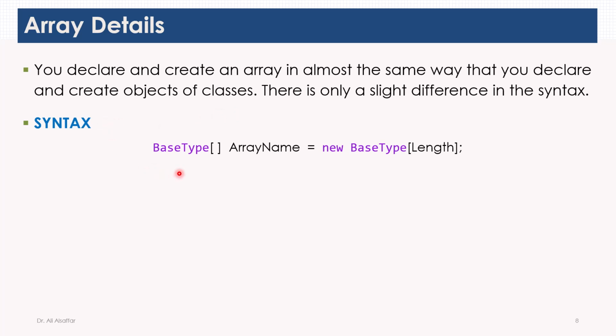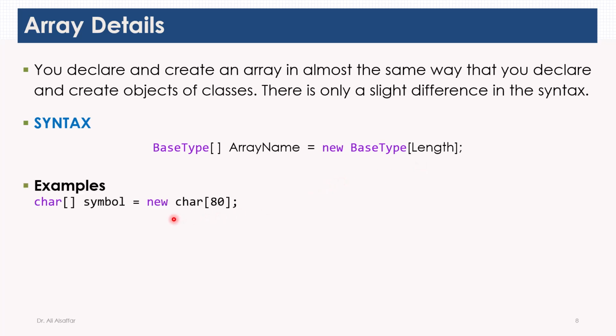This is the syntax. You write the base type, either a primitive, integer, double, long, or a class type like a string or a user-defined class, followed by empty square brackets to tell the compiler that this is an array, followed by the name of the array, which is a reference, then the command to create the elements of the array equal a new, and then you repeat the base type here, but between square brackets you determine the length or the size of the array that you want to allocate in the memory.